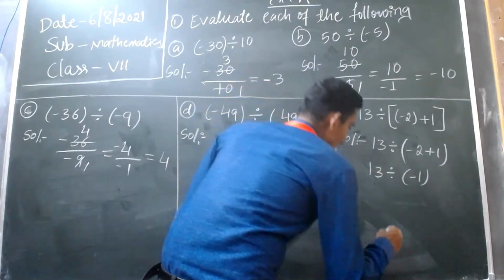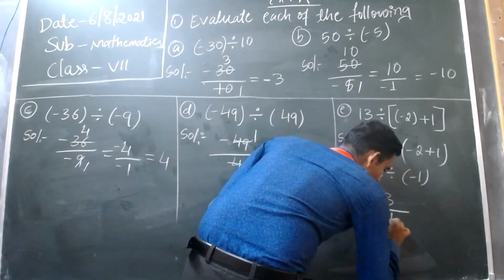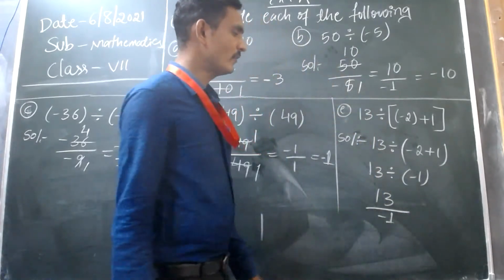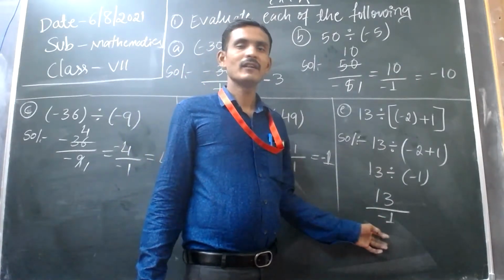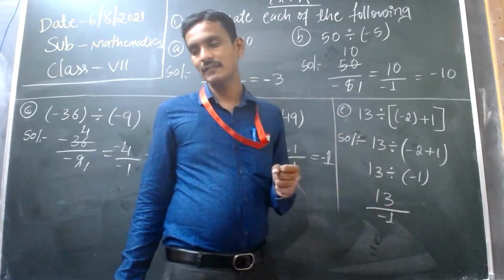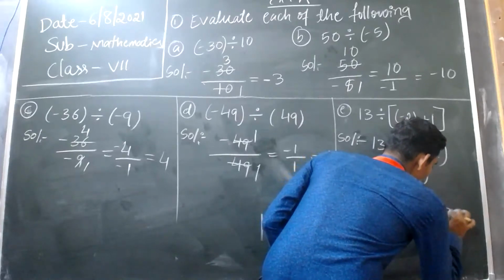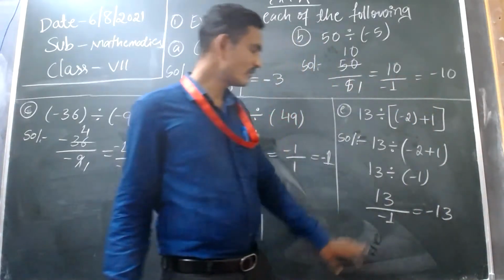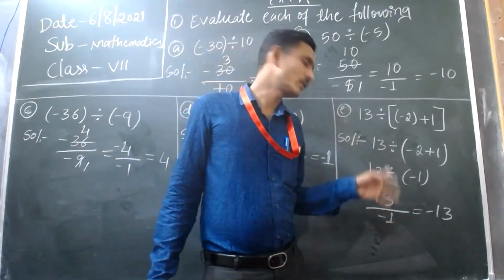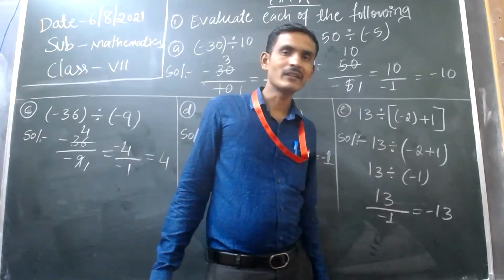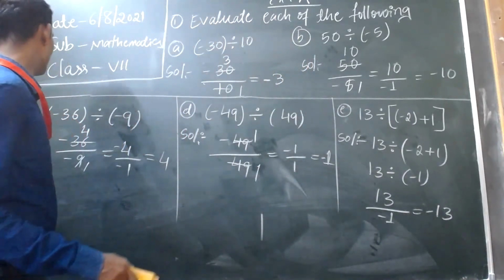Then what you have to do is divide 13 by 1. The denominator 1 is there, so the answer is 13 only. Which 13, and this one is minus 13. Why? Because one is negative and the other is positive. First we have to divide the whole thing and we have to put a negative sign to it. Okay, up to E this completes.